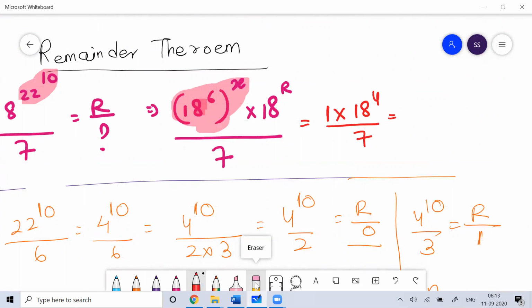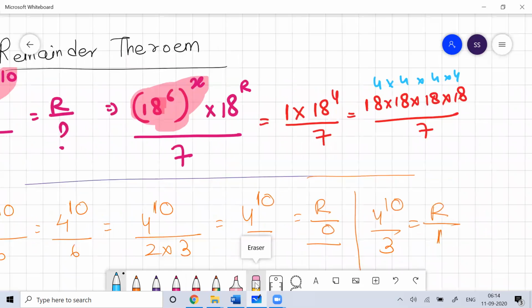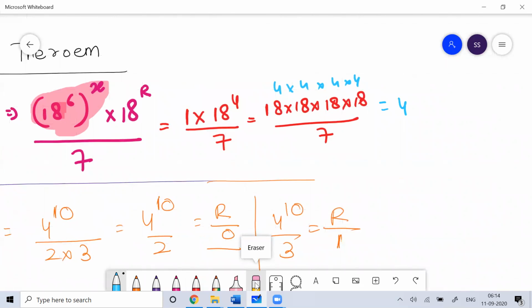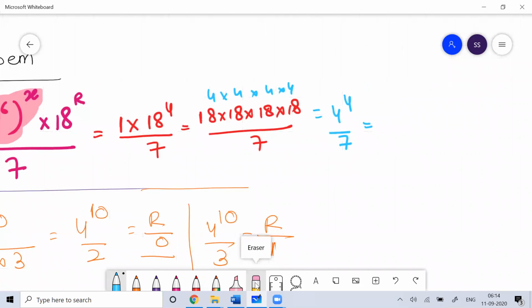Okay, so 18 is not divisible by 7. If I write this number like 18 into 18 into 18 into 18 and divide by 7, every time you divide 18 by 7, 7 twos are 14, you get a remainder 4. So you get 4 into 4 into 4 into 4, which you can write as 4 to the power 4 by 7. So what is the remainder of 4 to the power 4 divided by 7?